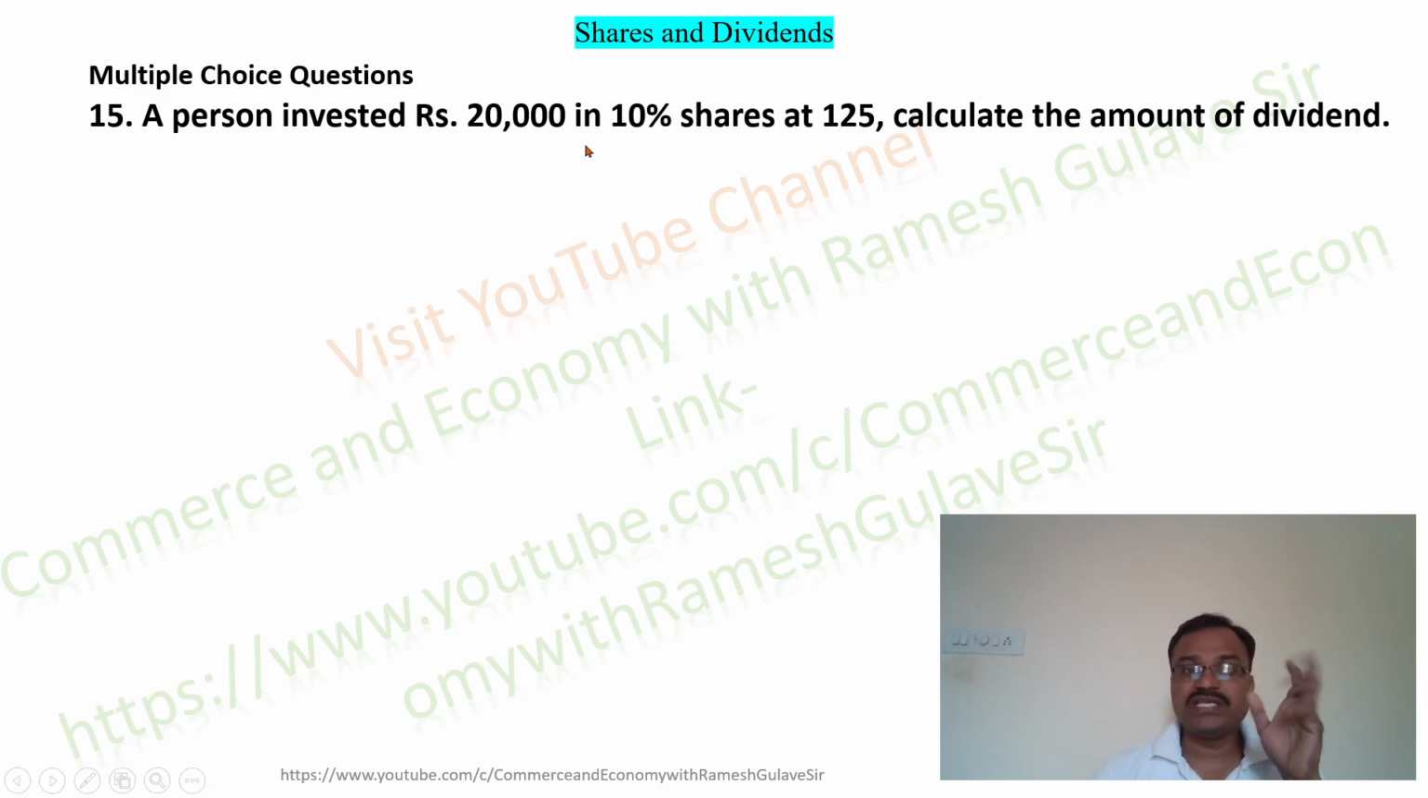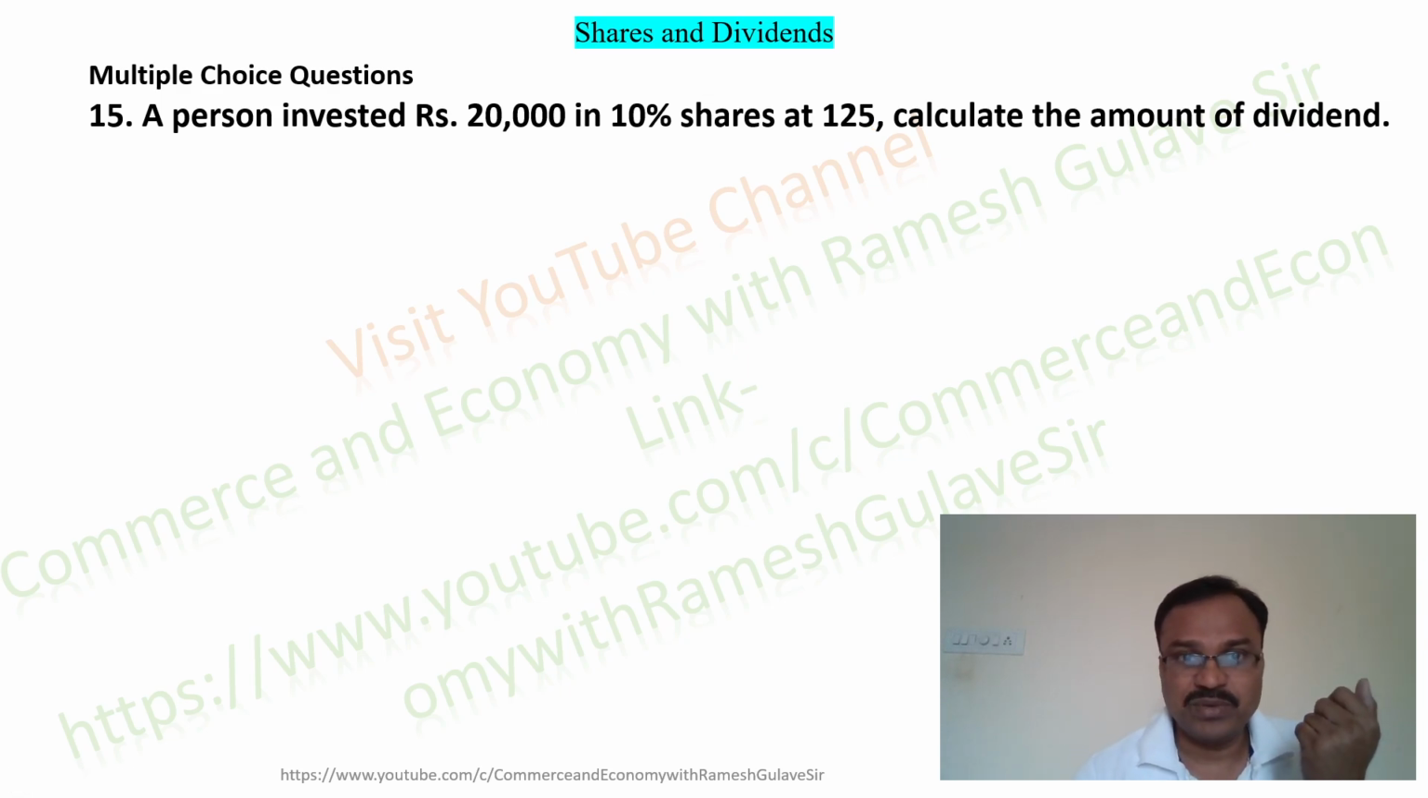A person invested rupees 20,000 in 10% shares. See, 10% shares means it is the rate of dividend. The rate of dividend on this share is 10%, and shares at 125. At 125 means the person has bought the shares at rupees 125 each. This is basically the market value of shares, because he is purchasing. So he invested 20,000 in 10% shares at 125, each share he bought for rupees 125.